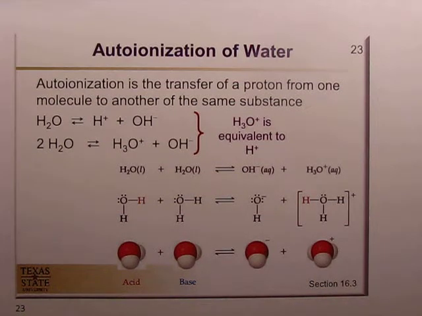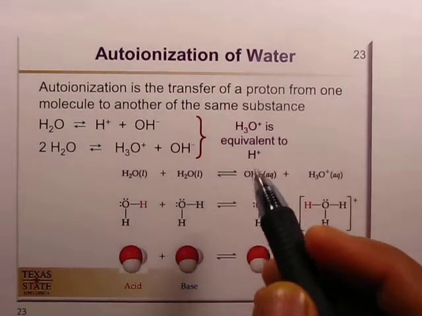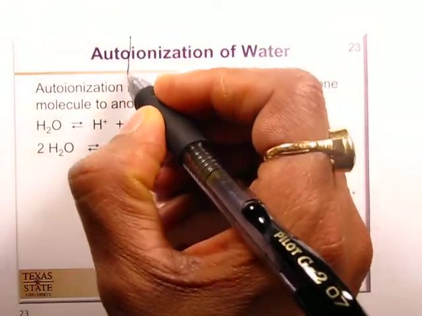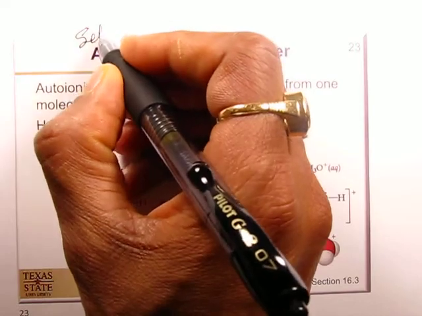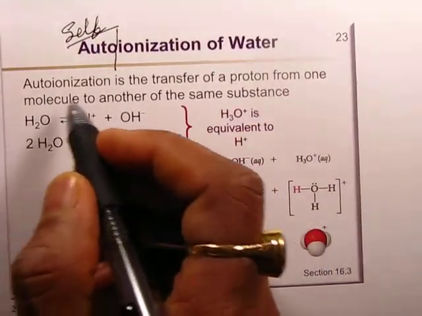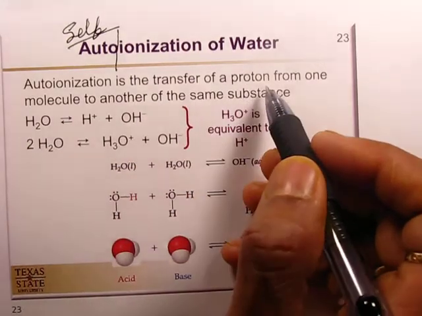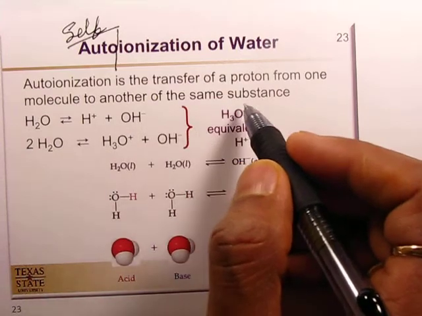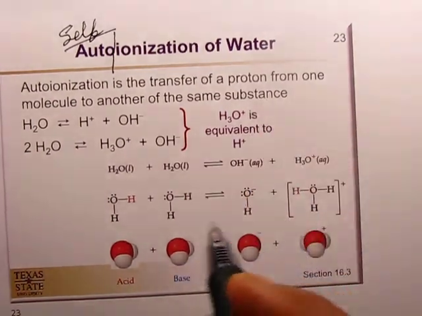So here we will study about the autoionization of water. So auto means self, and automatic ionization of water. So autoionization is a transfer of proton from one molecule to another of the same substance.